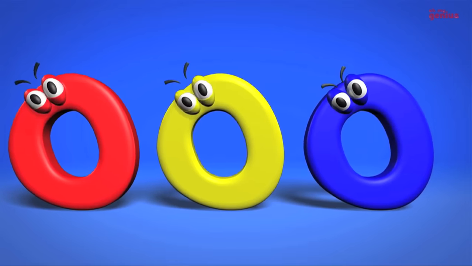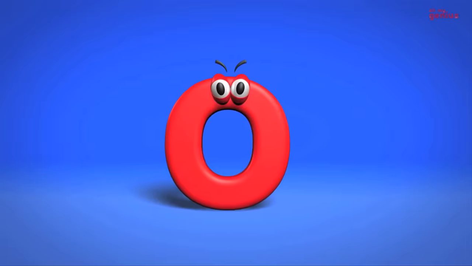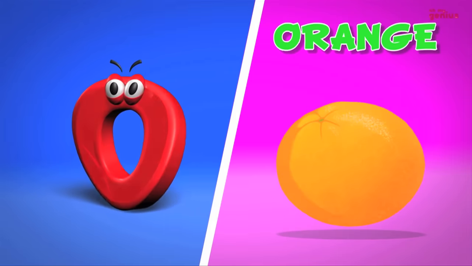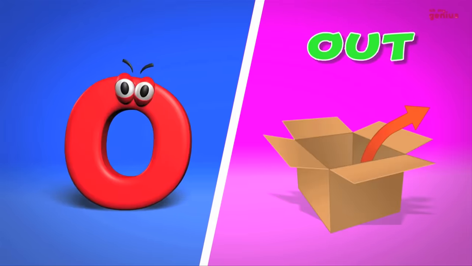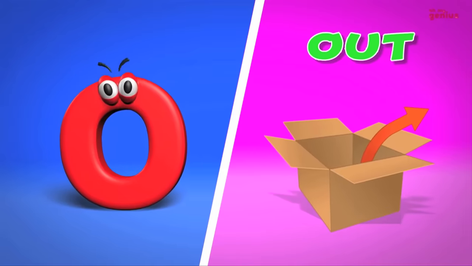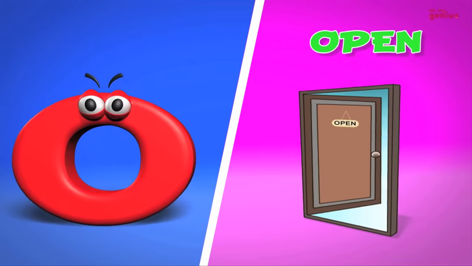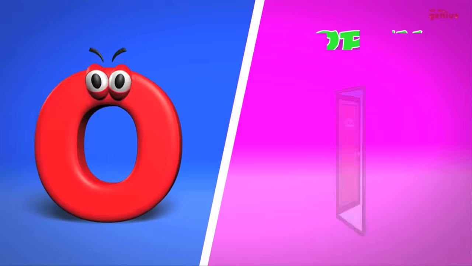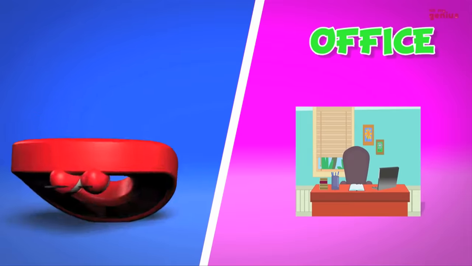Comes the letter O. O is for orange, O, O, orange. O is for out, O, O, out. O is for open, O, O, open. O is for office, O, O, office.